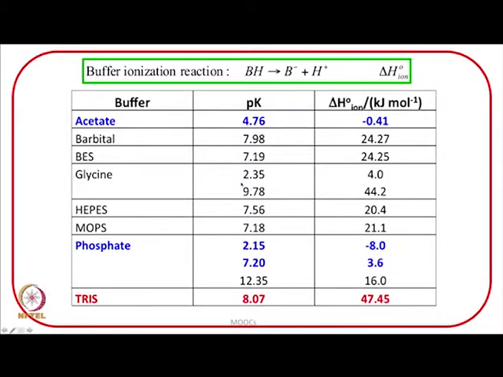Glycine can also be a good buffer of choice when it comes to pH 2. See, pK is 2.35, so therefore, from 1.35 to 3.35, glycine can also be a good buffer of choice. And the corresponding enthalpy of ionization is 4 kilojoules per mole. So, the conclusion of this discussion is that we should avoid choosing a buffer which has a high value of enthalpy of ionization. For physiological pH, phosphate can be a good buffer of choice.